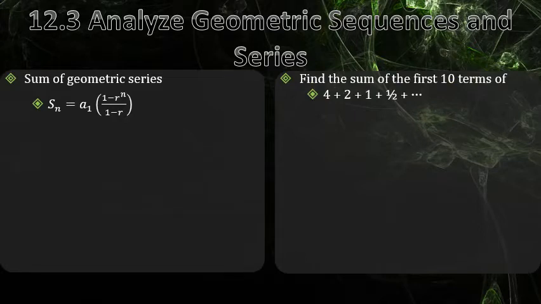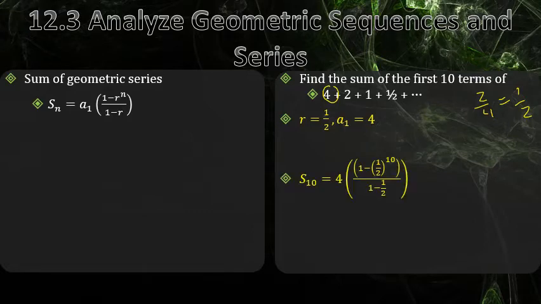The sum of the first 10 terms of this series. Well, the first thing we need to do is find r and a1. Well, r appears to be 1/2 because I can take the 2 divided by the 4 and get 1/2. And a1 is the first term, so it's 4. Fill that into our formula. N is 10.